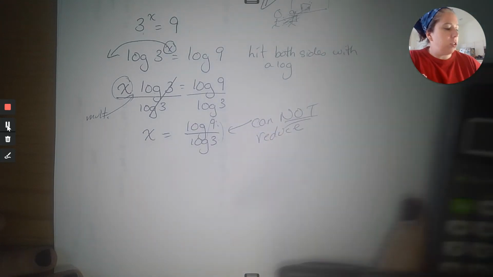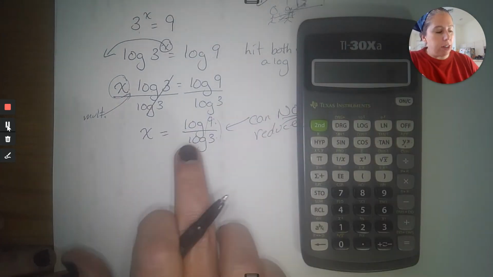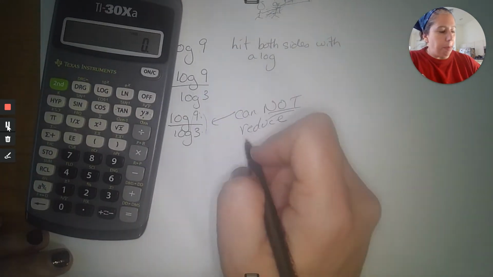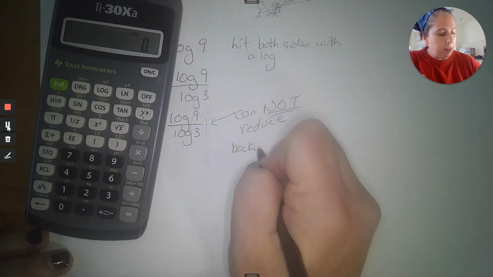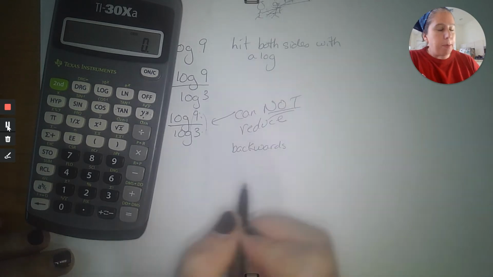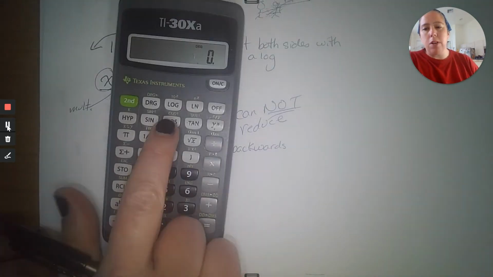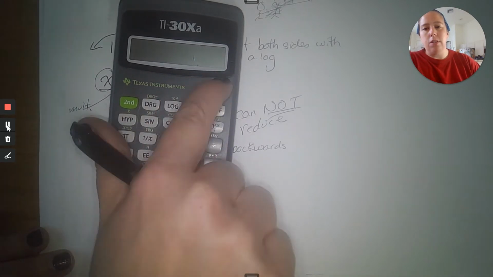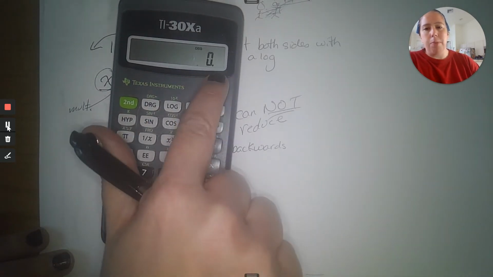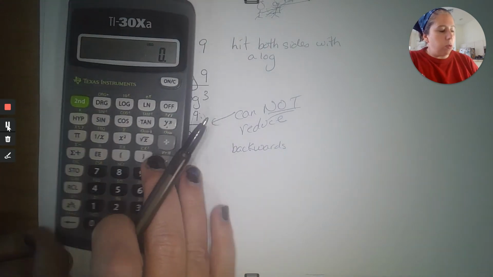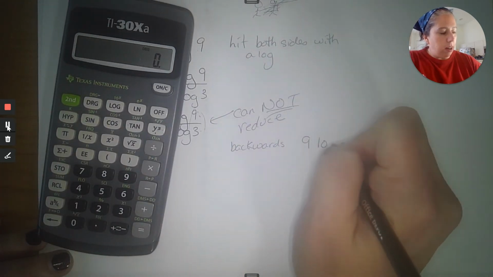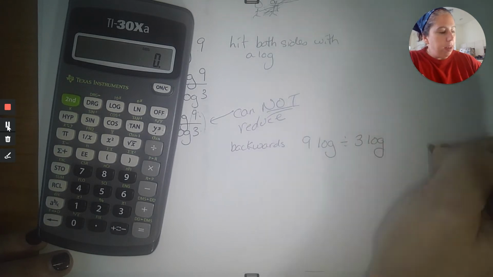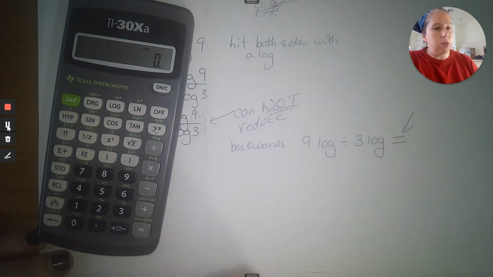Then you're going to take your calculator, and we're going to do it on this calculator first. This is what I like to call the backwards calculator. That means when you hit the log button, nothing happens. Watch, if I hit log, it just says error, because it's taking the log of 0. So nothing happens. On this one, what you're going to do is 9 log divided by 3 log, and then you have to hit equals.